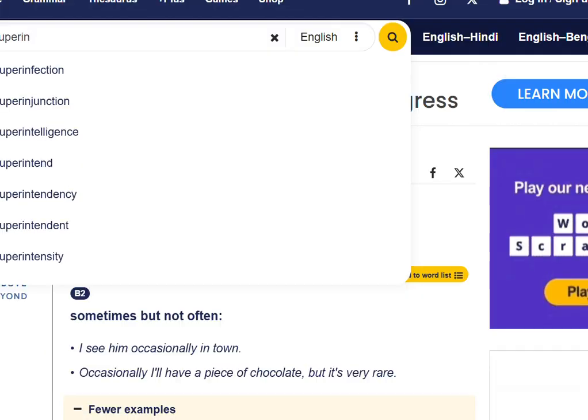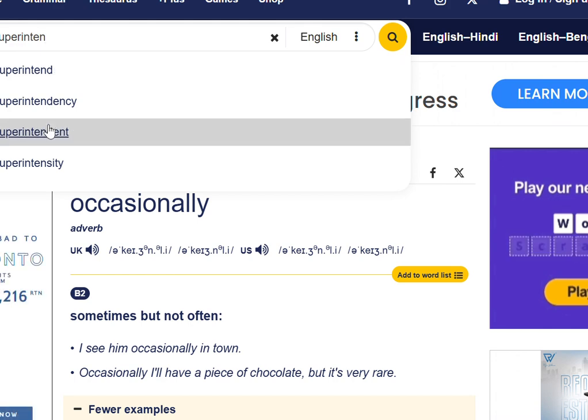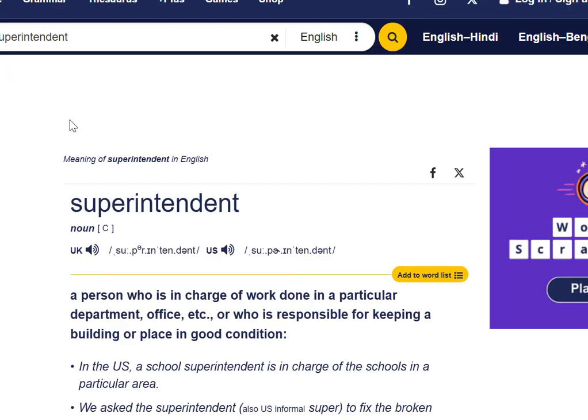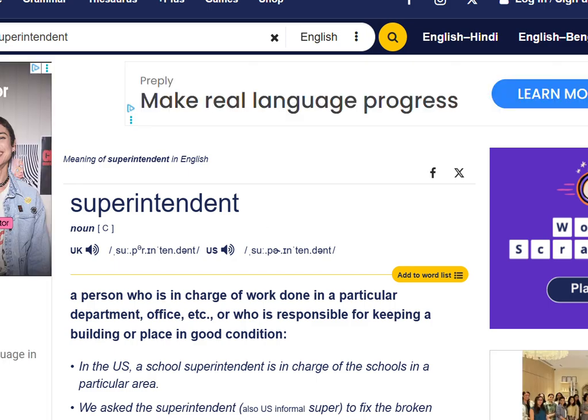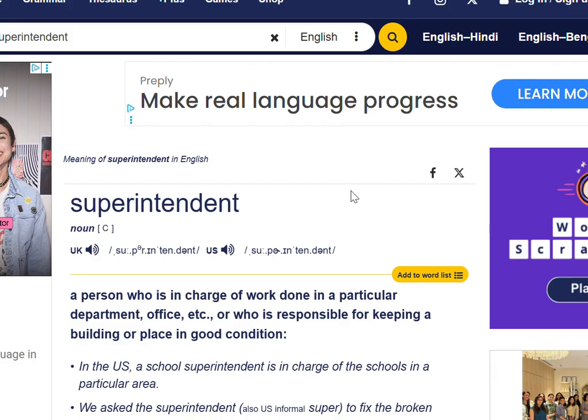Yes, please. This practice is one of the important things that you have to do when you learn English. It's not that easy to learn any language, isn't it? So yeah, superintendent. In here, the stress is on 10.